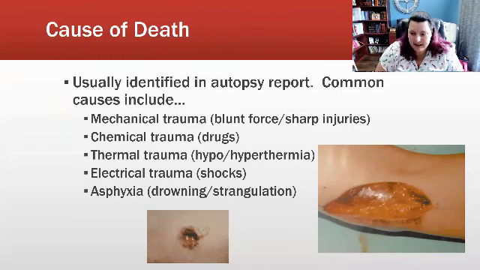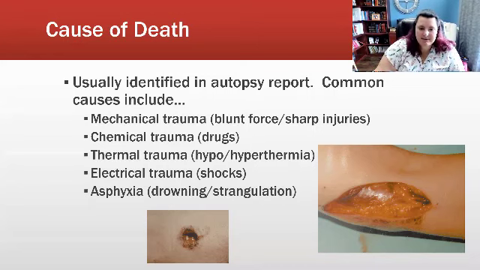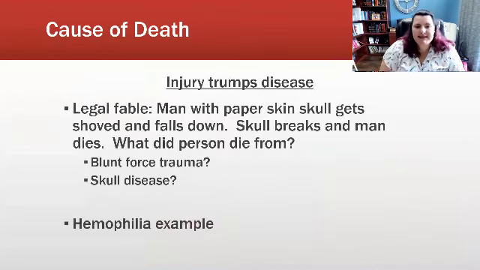being struck by lightning. Another common cause of death is asphyxia, which means that the cause of death comes from a lack of oxygen to the brain. Asphyxia is usually seen in drowning or in strangulation cases. In order to identify the cause of death, you must identify the first event that occurred to start the chain leading to death. However, when dealing with both a disease and an injury, the injury always trumps disease.